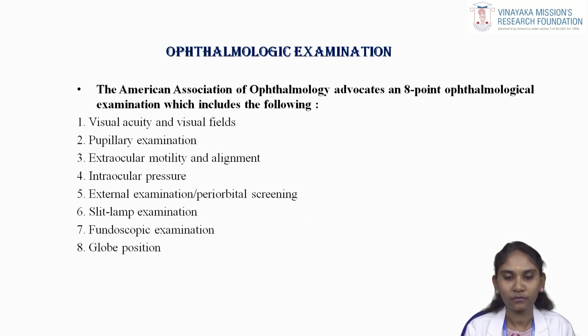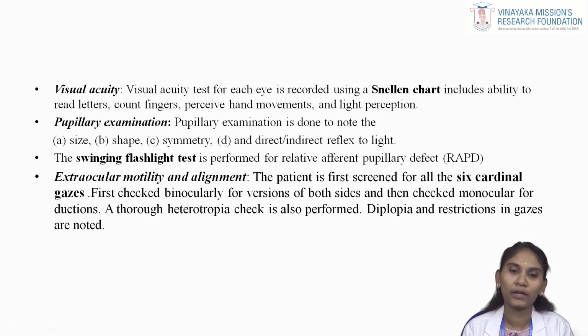Next, we will see the ophthalmic examination. The American Association of Ophthalmology advocated an 8-point ophthalmic examination which includes the following: visual acuity and visual fields, pupillary examination, extraocular motility and alignment, intraocular pressure, external examination or periorbital screening, slit lamp examination, fundoscopic examination and globe position. So what is visual acuity?